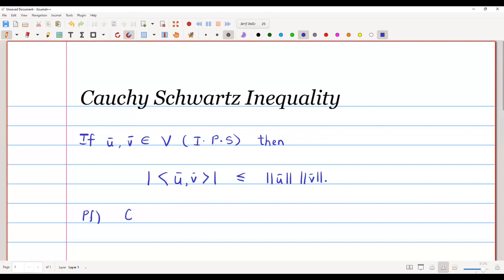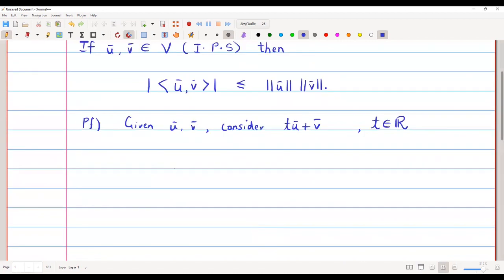What I will do is, when I'm given two vectors u bar and v bar, we are going to consider another vector. That other vector is t times u bar plus v bar. Here t is some real number, a scalar. We are going to consider this vector, and then take the norm of this vector.